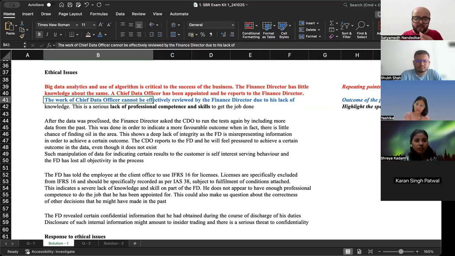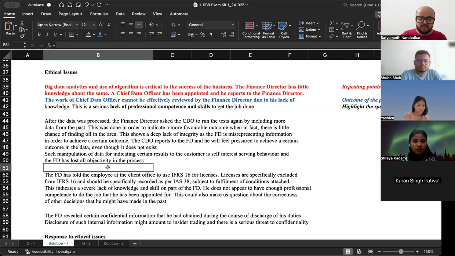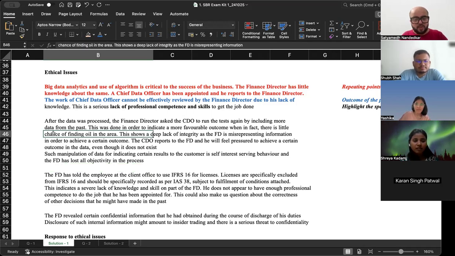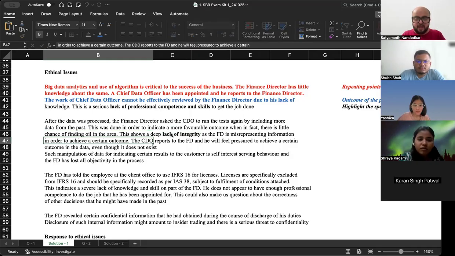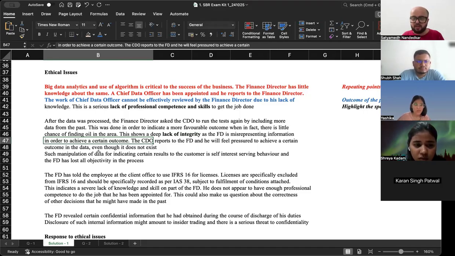Correct? Then, after the data was processed, the finance director asked the CDO to run the test again by including more data from the past. Now the outcome. Why was this done? This was done in order to indicate a more favorable outcome when in fact there is little chance of finding oil in the area. This shows a deep lack of integrity. You are not being truthful. You are a hopeless case. As the finance director is misrepresenting information in order to achieve certain outcome.